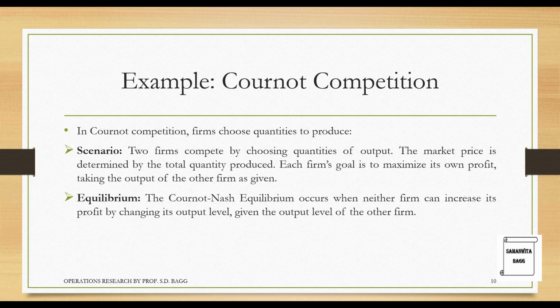Another example is of Cournot competition. In Cournot competition, firms choose quantities to produce. Scenario: two firms compete by choosing quantities of output. The market price is determined by the total quantity produced. Each firm's goal is to maximize its own profit, taking the output of the other firm as given. Equilibrium: the Cournot-Nash equilibrium occurs when neither firm can increase its profit by changing its output level. So only in this situation Nash equilibrium is going to work when one firm has already declared its output and the other one cannot change its profit now by changing its output level.